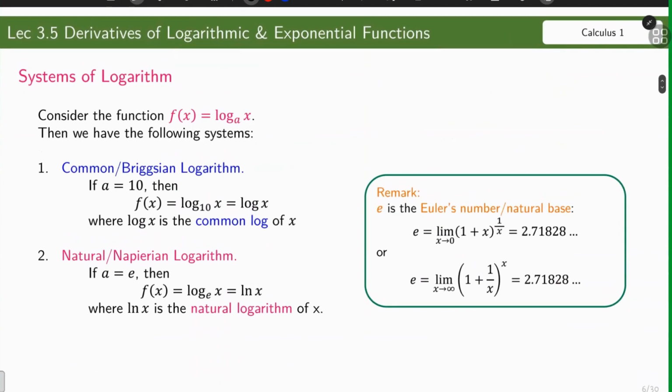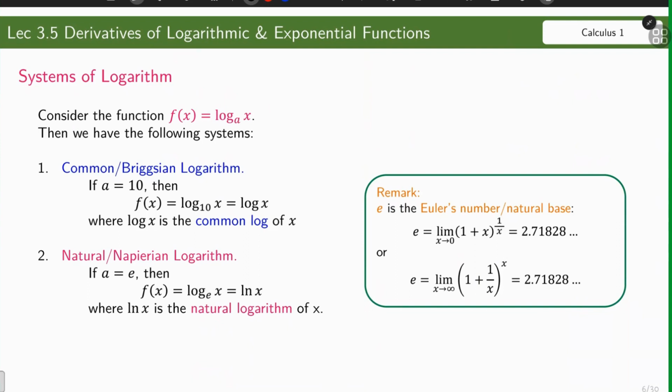Here are the systems of logarithm. Consider the function f of x is equal to logarithm of x to the base a. We have the following systems. Number 1, the common or the Briggsian logarithm. Here we have the common log when a is equal to 10. Okay, f of x is equal to logarithm of x to the base 10. We can actually omit the writing of 10. So when we see log only, log of x, it means that it is to the base 10.